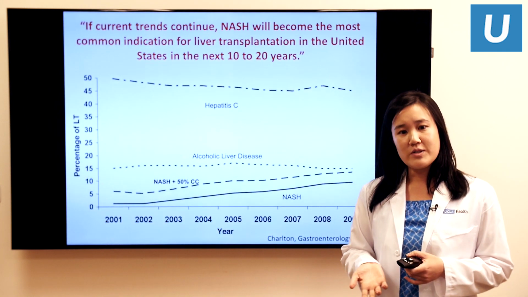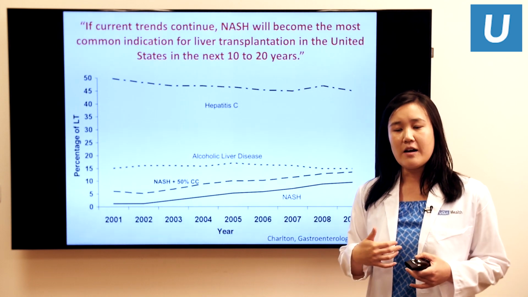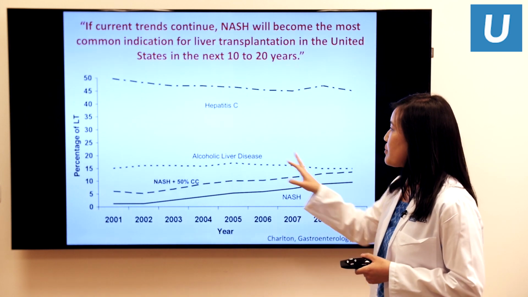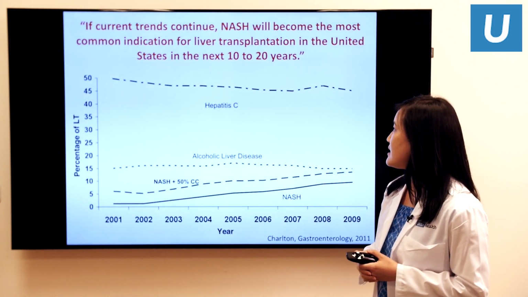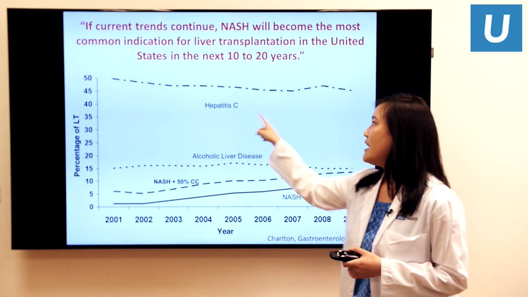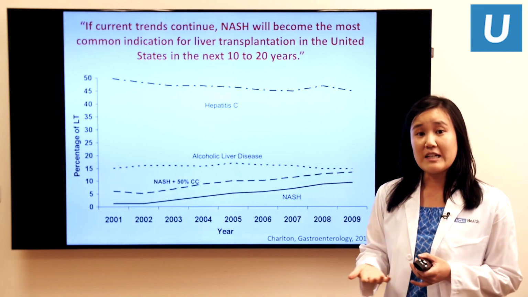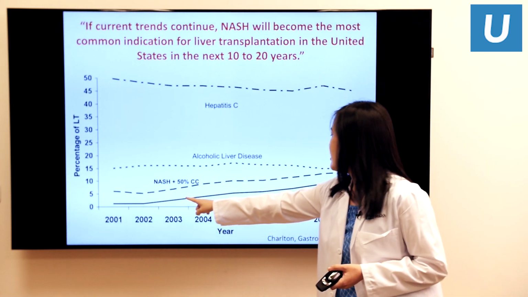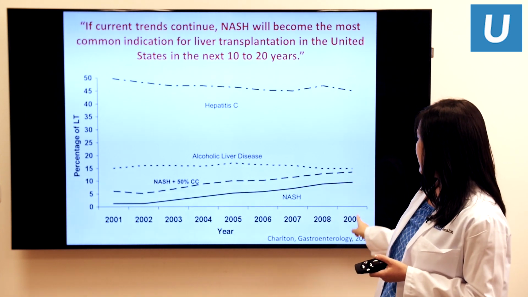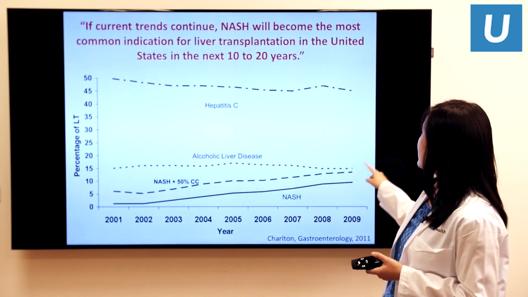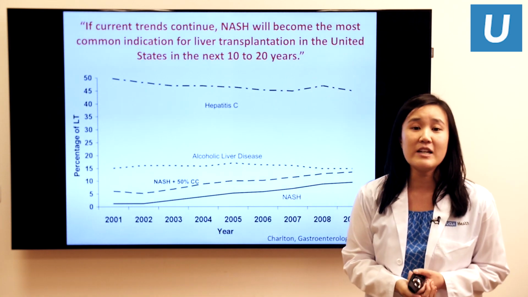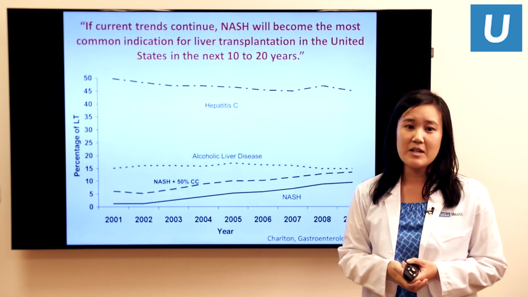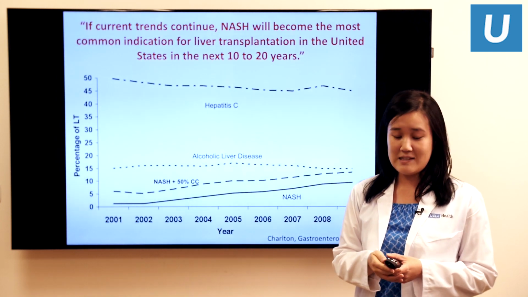Once a patient has cirrhosis, often the only way to help the patient is to offer a liver transplant. This is looking at the percentage of liver transplants in the United States, and you can see here that hepatitis C is the main etiology for patients needing liver transplant, because hepatitis C can also lead to cirrhosis. But you can see here this incline of NASH patients, and this only looks to 2009. And we suspect that over the next 10 to 20 years, if current trends continue, fatty liver will become the most common indication for liver transplant in the United States, and this is very scary.